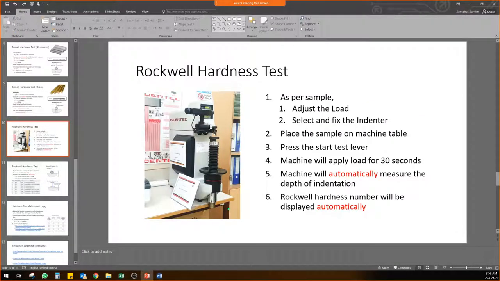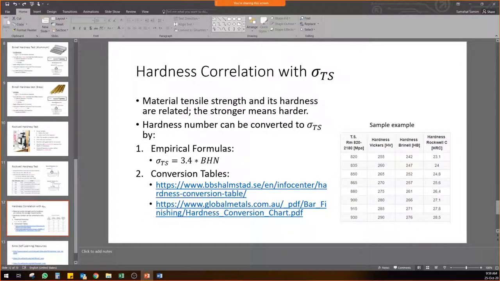So how do you find the tensile strength of any material using hardness? Hardness is related to the tensile strength. This is an empirical formula. Material tensile strength and its hardness are related. The stronger it is, the harder it is. So if the tensile strength is high, it means it will be a very hard material.